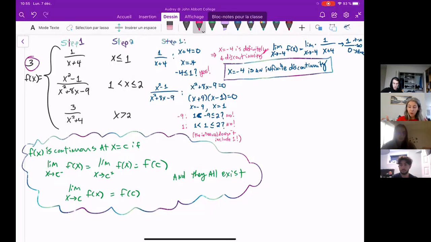Okay, so then we move on. We don't have anything to think about there, so we move on to the next one. So then I'm looking at 3 over x² + 4. Do I have division by 0 here? Yeah. Plus or minus 2?